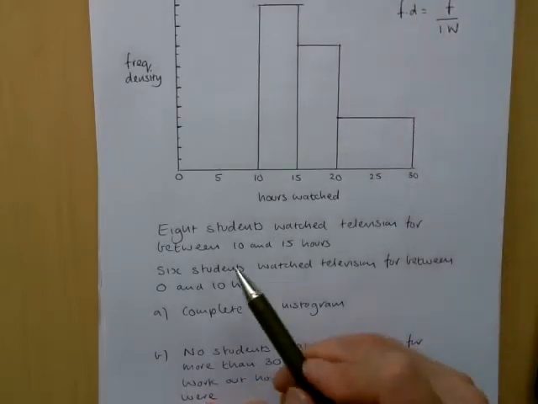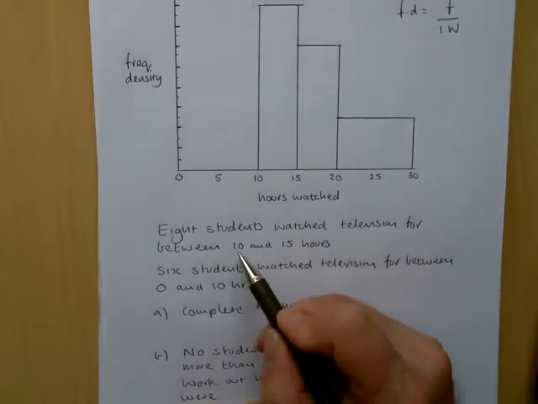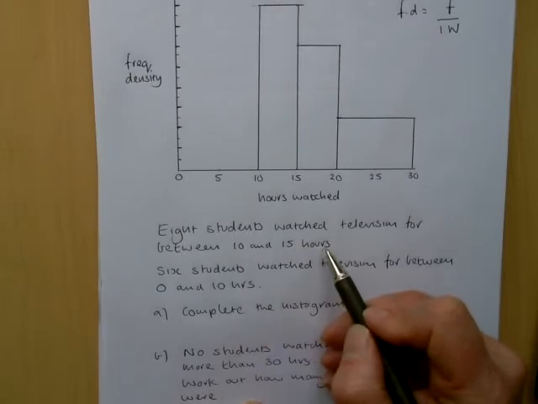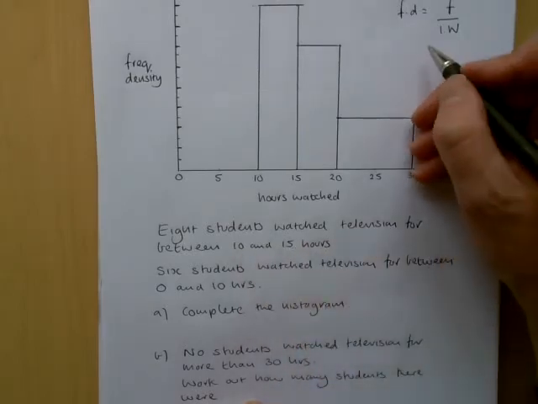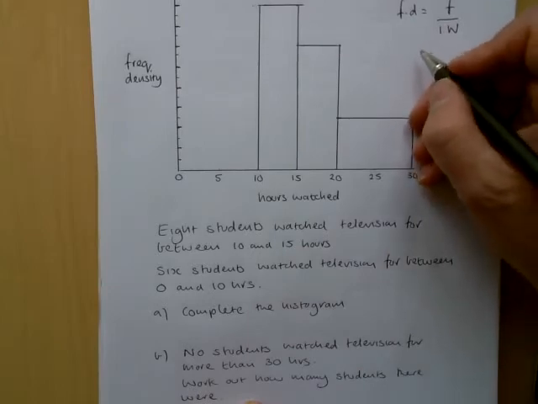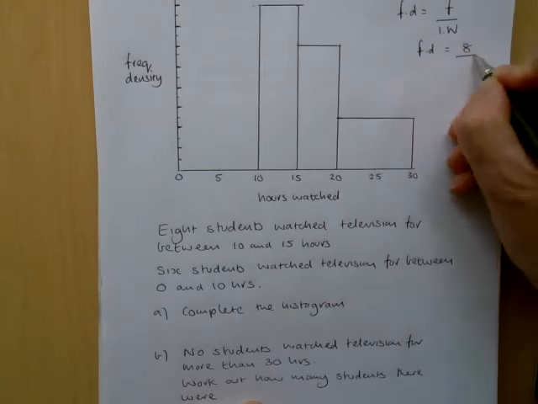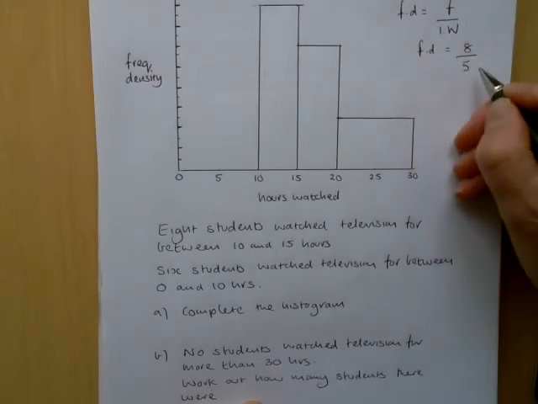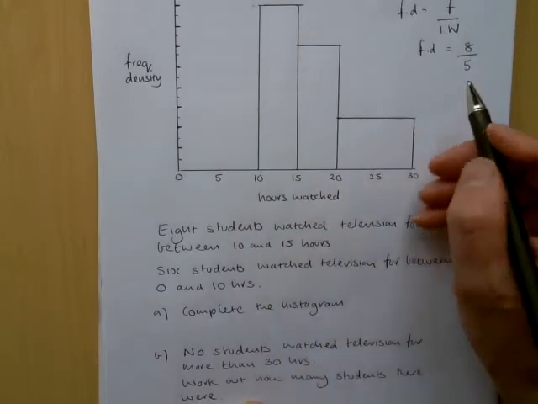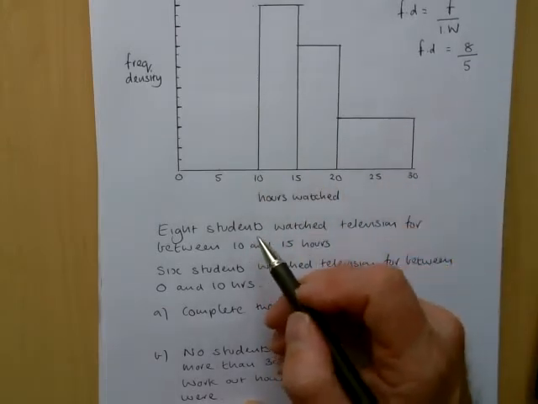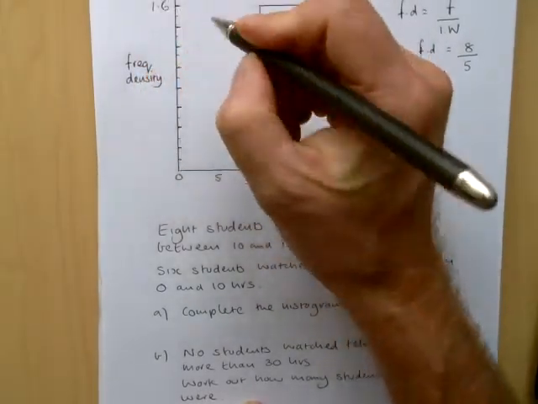In the first piece of information we're given 8 students as frequency watch television for between 10 and 15 hours, and the width between 10 and 15 would be 5. So the frequency density, which we need, can be calculated by doing 8 students divided by 5, the interval width. The 5 comes from the 10 to 15, and the 8 we're told. So we can now see that this mark here corresponds to 1.6.